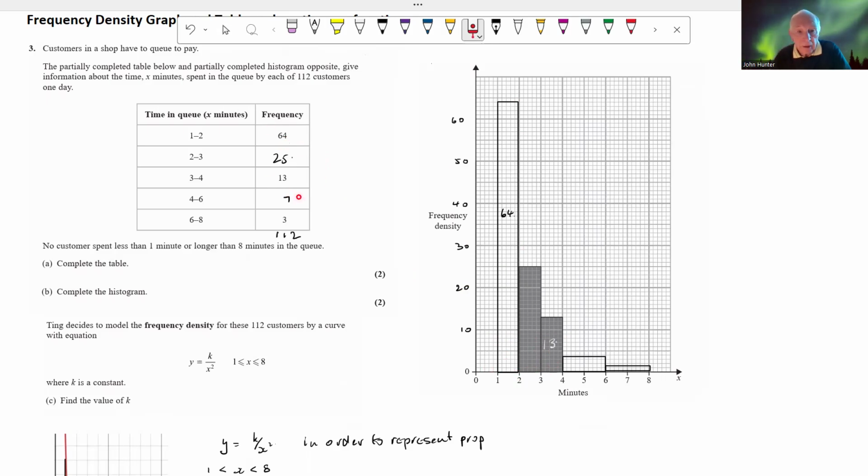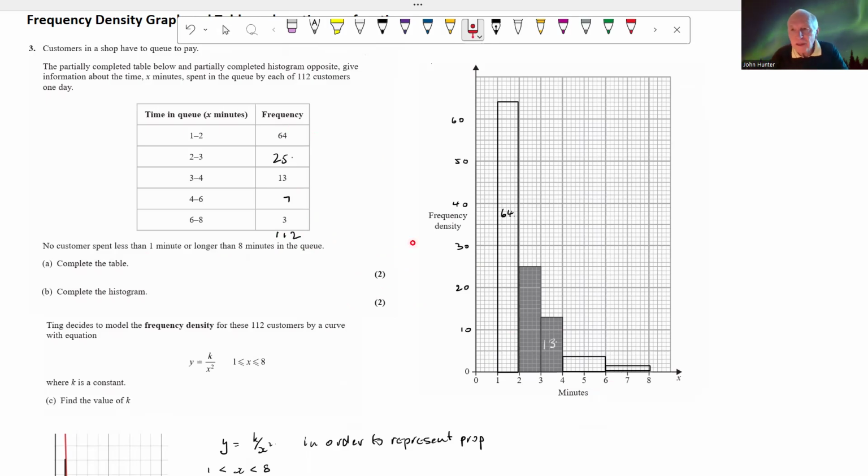And we can carry on down here and complete 4 to 6. Of course, these intervals don't have to be the same in the frequency density chart. 4 to 6 and 6 to 8, we can calculate those. Obviously, these are also going to add up to 112, so that's another constraint on the whole thing that's going to help us actually solve it. So that's kind of it, really. We've completed the table and the histogram from that.